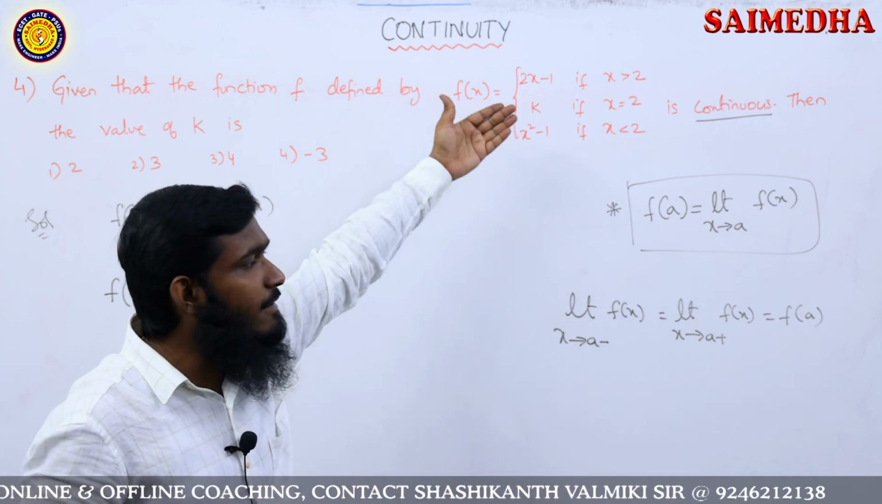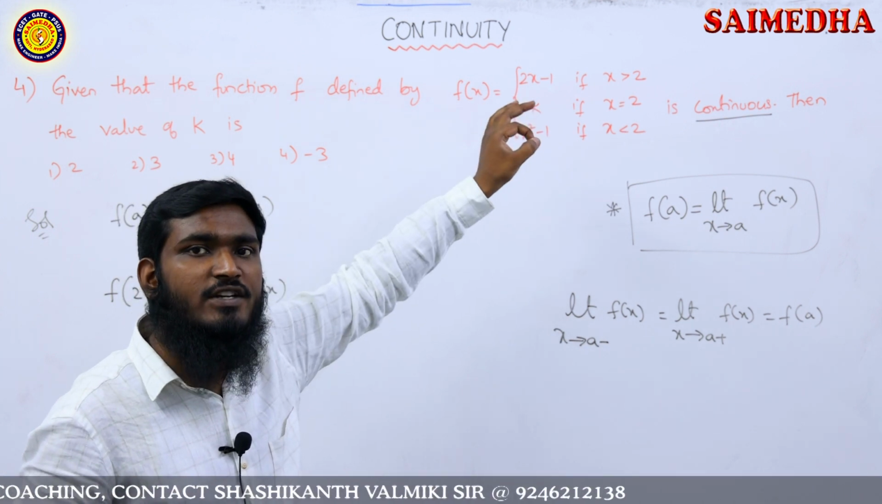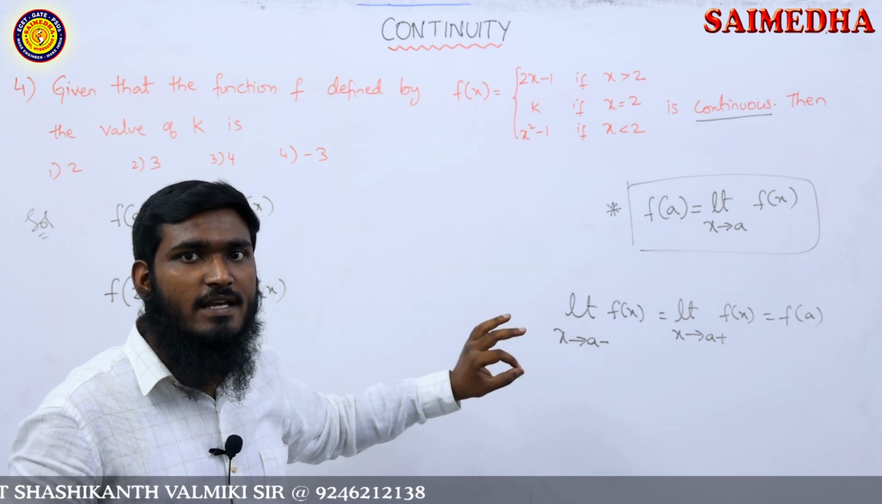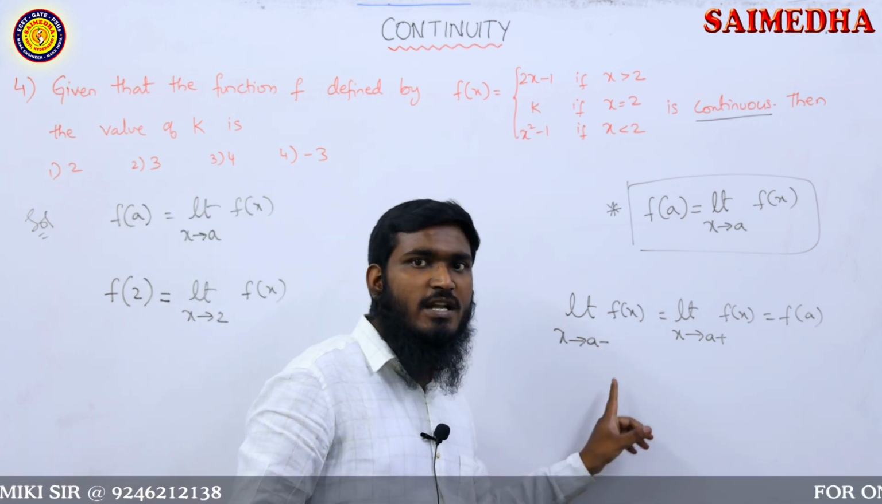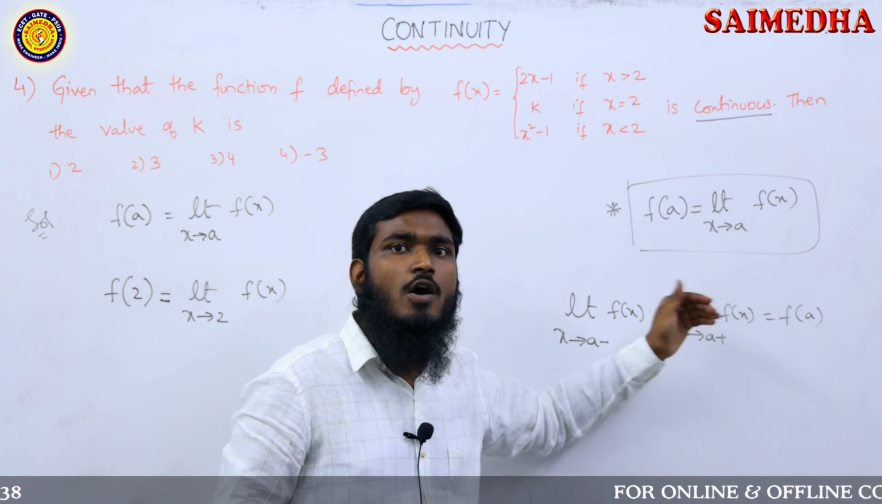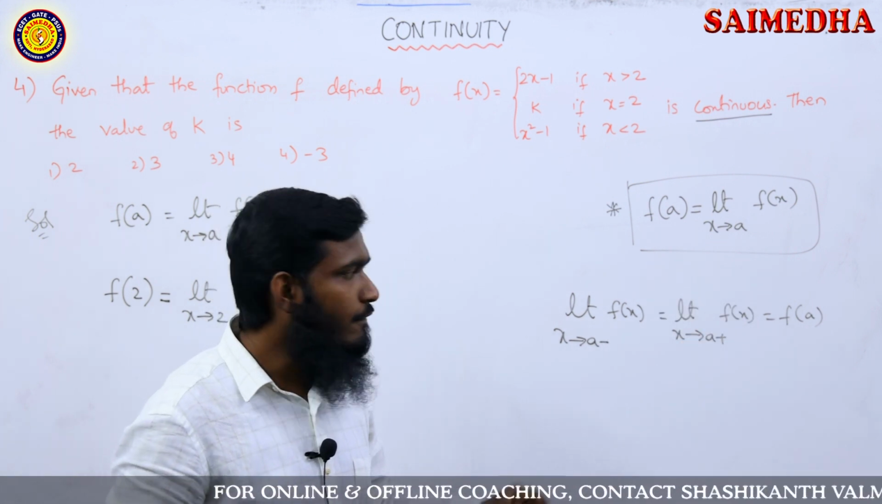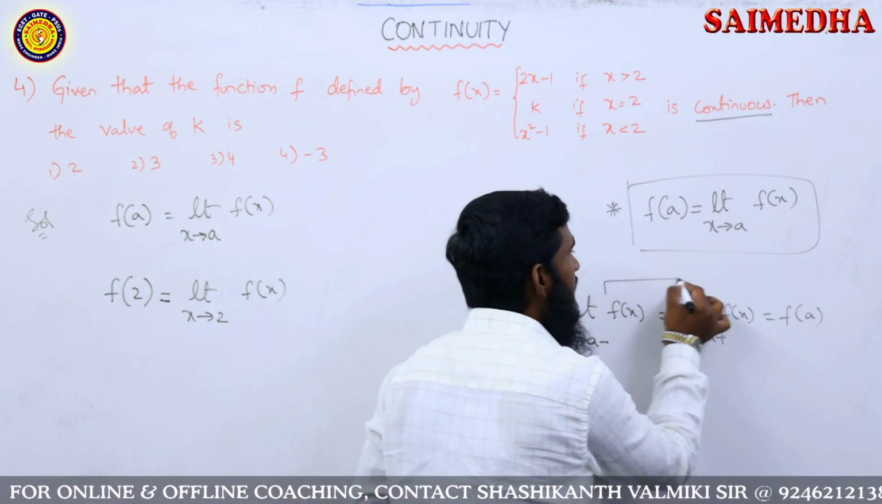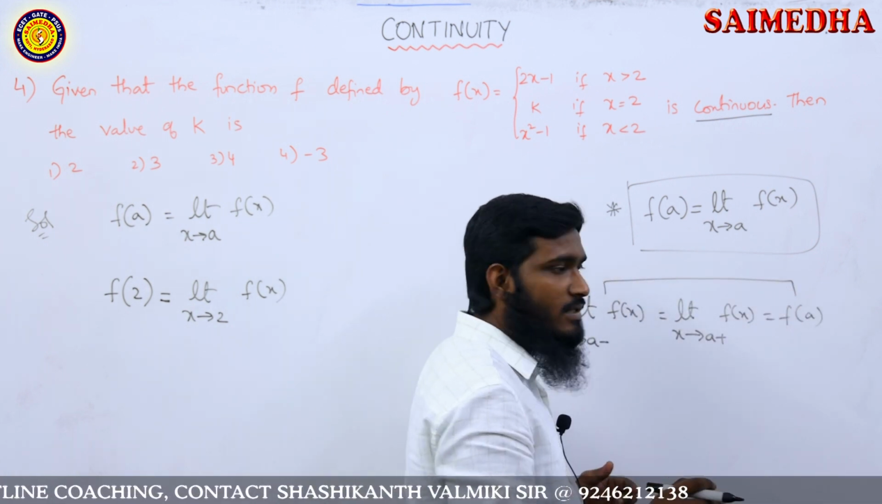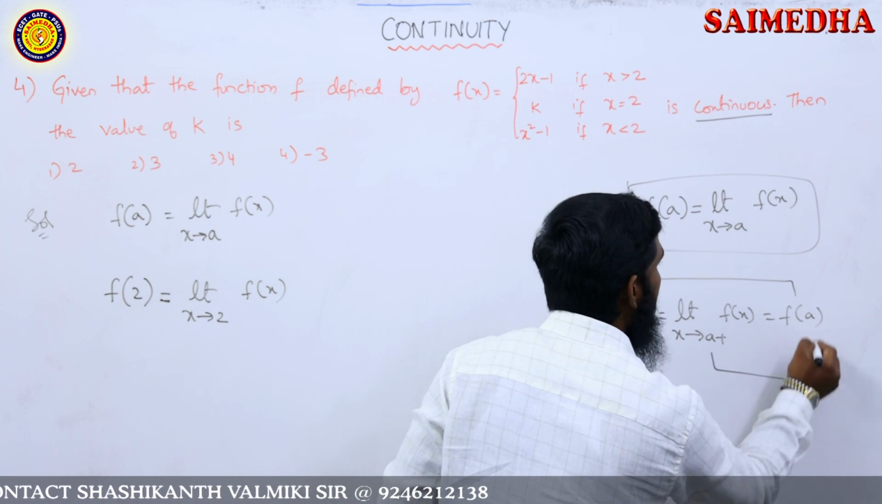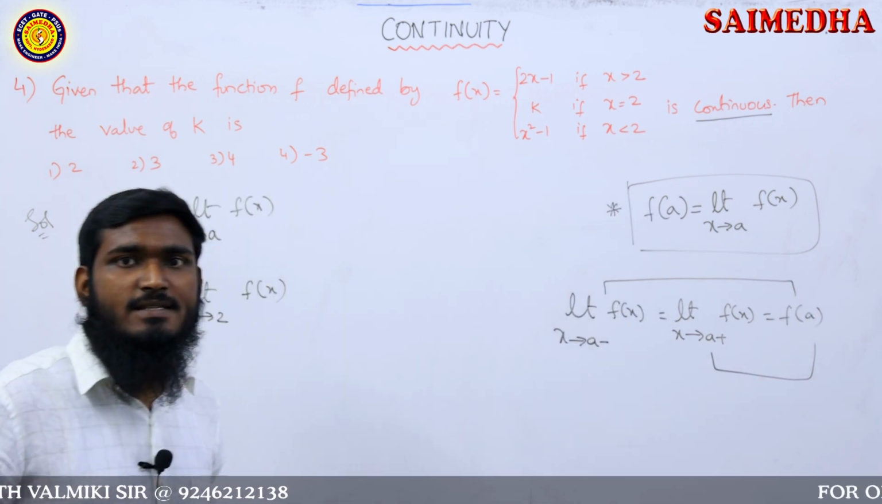So as it is given already in the question that the function is continuous, then what we can say? Either we can take LHL equals value of the function, or else we can take RHL equals value of the function. If you are taking LHL and value of the function you will get the same answer, and if you are taking RHL and value of the function you will get the same answer. Okay.